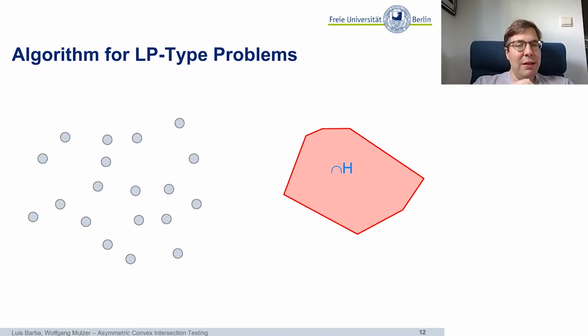And let me quickly give you some idea how this algorithm works, because it will also be interesting for us. So here we also use some concepts maybe that are interesting for learning theory. So what do we do? The algorithm is very intuitive. The algorithm is abstract, it works in the LP-type framework, but I will describe how it works for this concrete setting of convex intersection testing. So we just take a random sample of appropriate size of the points. The green points that you see here are a random sample.